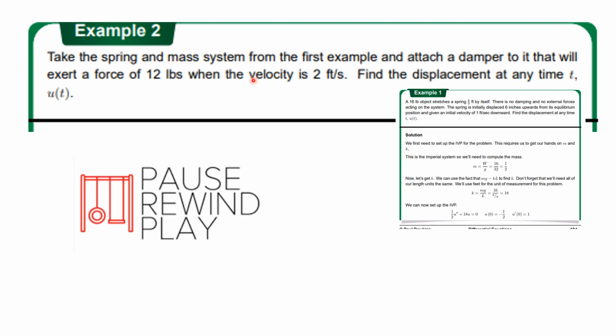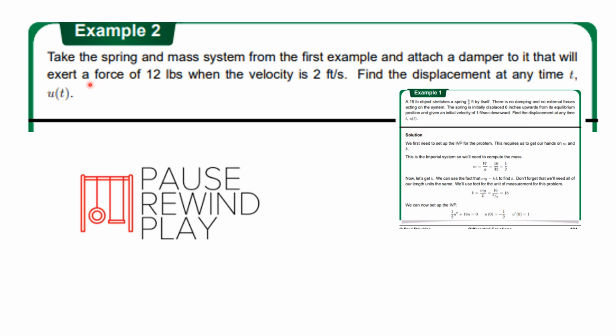Now we're going to take the spring and mass system from the first example that we did. I repeated it here. A 16-pound object stretches this spring 5/2 feet by itself. There is no damping and no external forces acting on the system. We do have an initial displacement 6 inches upward from its equilibrium position, and we're given an initial velocity of 1 foot per second downward. We're going to find u of t.